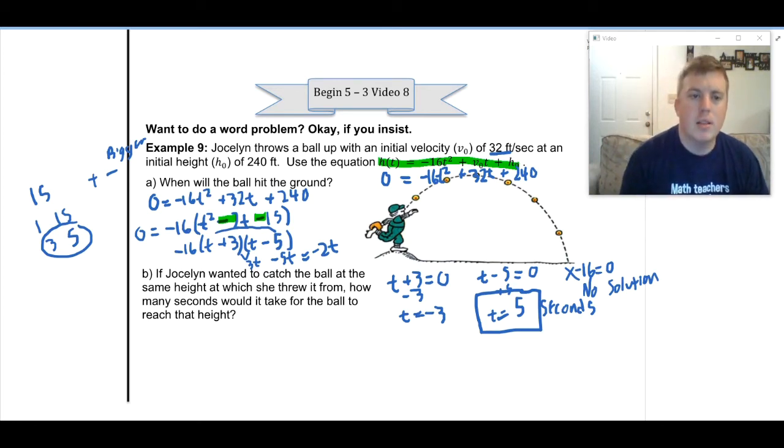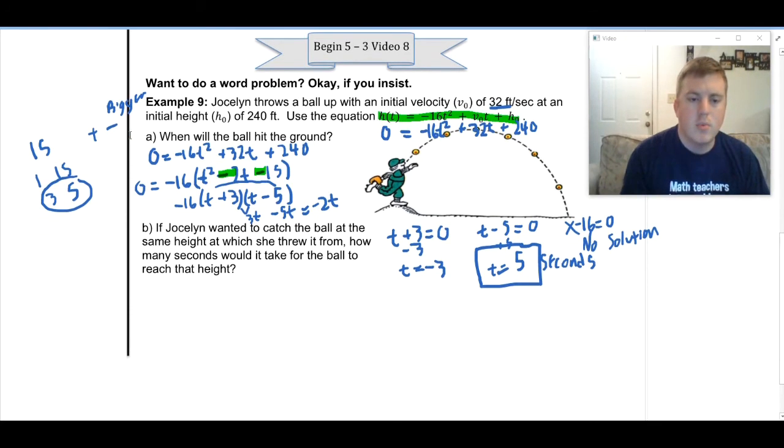We do have a follow-up to this, part B. We are asked if Jocelyn wants to catch the ball at the same height at which she threw it from, how many seconds would it take for the ball to reach that height? We're going to follow a very similar process, but the difference this time is that instead of wanting the ball to be caught at 0 at the ground, we want her to catch it at the same height she threw it, which was 240.